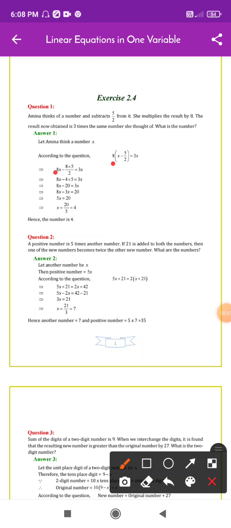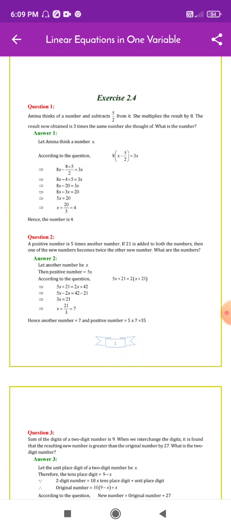So we got the answer. Now what is there? x minus 5 upon 2. So we put the minus sign. Then 8 into 5 upon 2 equals to 3x. Now what are we doing? Just see, 8x minus 4 into 5. How is it 4 into 5? 2 ones are 2, 2 fours are 8. So 4 into 5 will remain. Yes or no? So 8x minus 4 into 5 equals to 3x. Then 4 fives are 20. So 8x minus 20 equals to 3x. Yes or no?